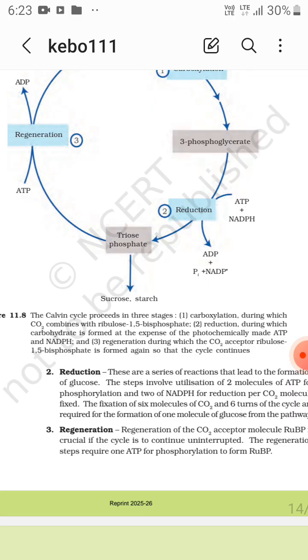Okay, I read it again. The Calvin cycle proceeds in 3 stages: carboxylation, during which CO2 combines with ribulose 1,5-bisphosphate; reduction, during which carbohydrate is formed at the expense of the photochemically made ATP and NADPH; regeneration, during which the CO2 acceptor ribulose 1,5-bisphosphate is formed again, so that the cycle continues. Okay, so this is it.